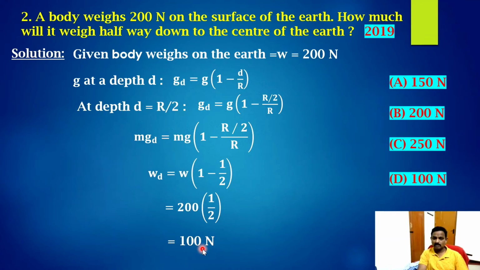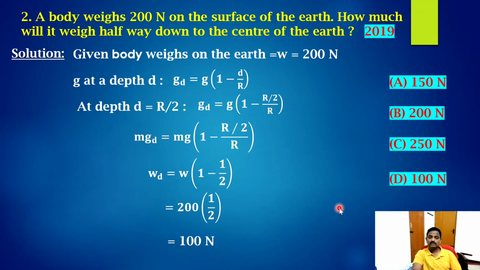So we got the weight of the body halfway down to the center of the earth, that is 100 Newton. So from the given options, option D is the answer, my dear.